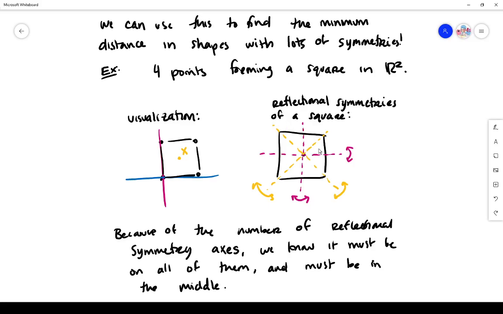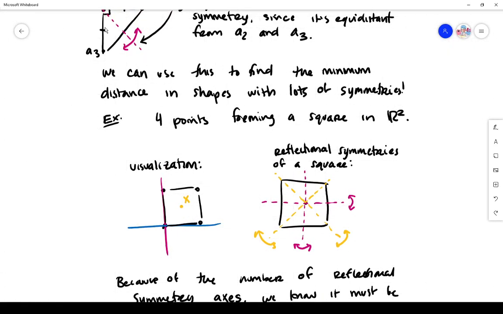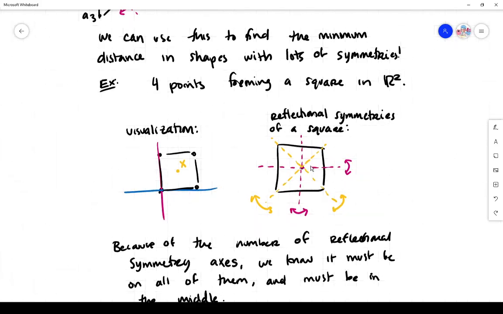But because there are so many symmetries, like with our last rule, we knew that it had to be on this line of symmetry. Logically, the minimum distance point should be at the intersection of all of these reflections. And because we can piece that together logically, we know that the minimum distance point has to be exactly in the middle of this square. It doesn't matter if it's a unit square or a larger square, we just know that the minimum distance point is also the midpoint, which also happens to be the average of all 4 points, which is pretty nifty.